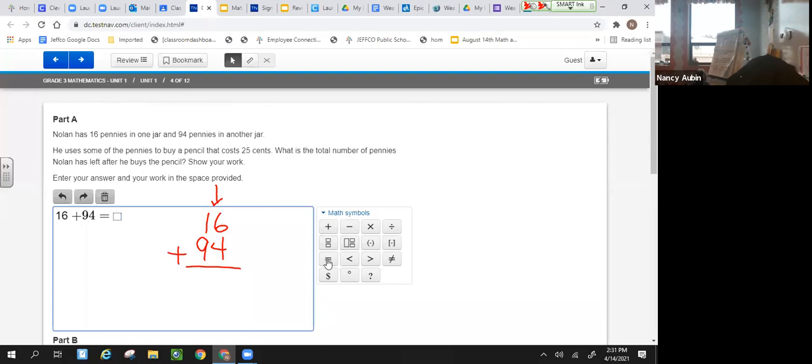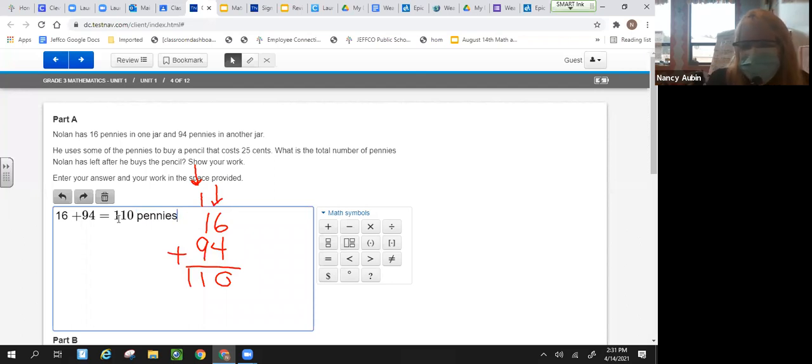All right, so we're gonna go ahead and let's see. Finn, how would I add this up? So you would add the 6 and the 4. What do I get? So it equals 110. And then I'm going to put that in the box. So now I know that Nolan has 110 pennies. I'm going to even put in my unit. So it won't always let you do that, but if it lets you, do it. That shows how smart you are and that you truly understand what you're talking about.